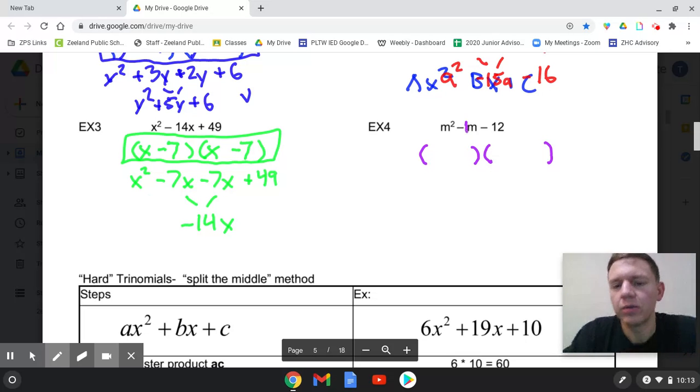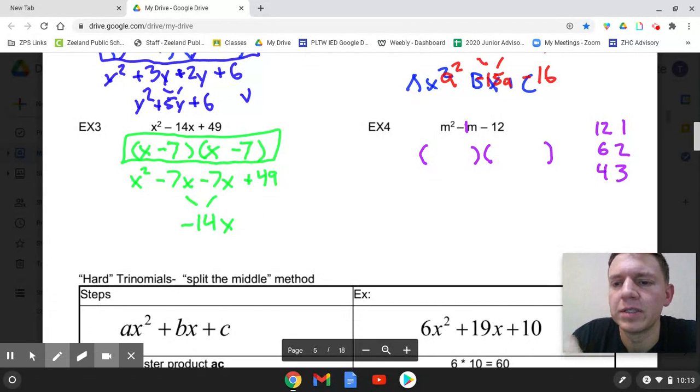Well, what things multiply to be negative 12? 12 and 1, 6 and 2, and 4 and 3. And I think that's it. This is negative. Okay, so which of these can I manipulate to get a negative 1? Well, 12 minus 1 is 11. 12 plus 1 is 13, so that's not going to work. 6 plus 2 is 8. 6 minus 2 is 4. So I'm not going to get negative 1 with 6 and 2 at all. So those two are out.